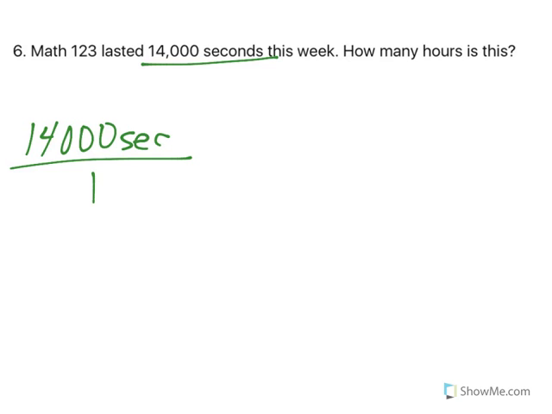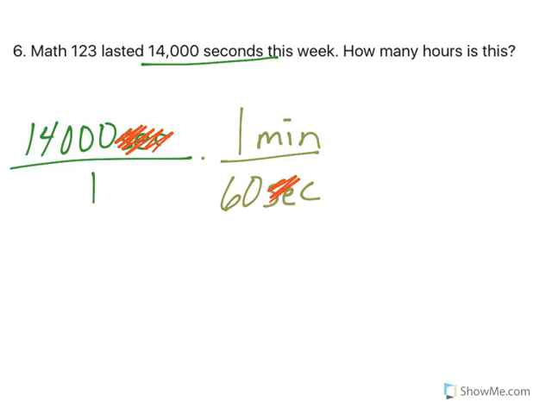And I don't know about you, but I don't know how many seconds are in an hour. But I do know that there are 60 seconds in 1 minute, right? And you might say, well, Becky, that doesn't really help me. Well, I beg to differ. It does. This makes my labels of seconds go away, and now my label is minutes.